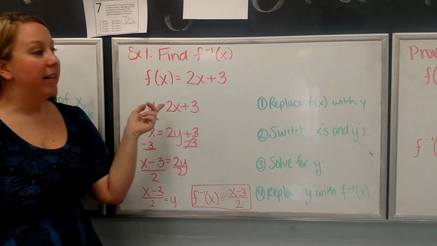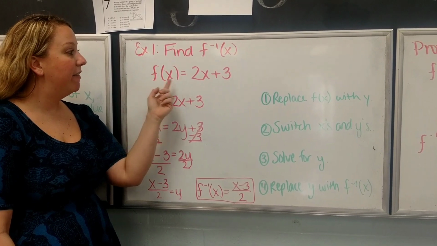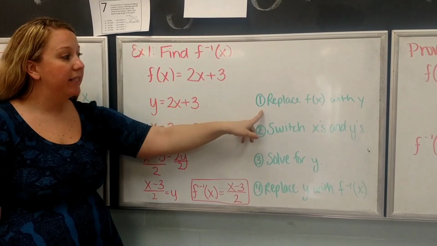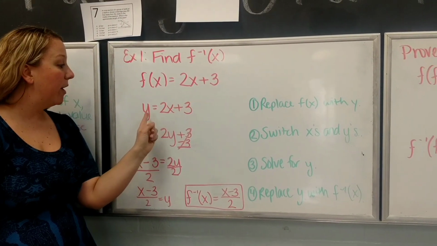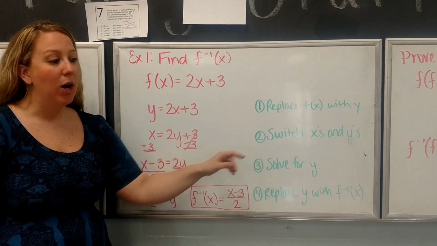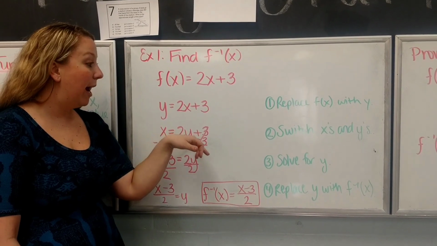So my first example says find f inverse of x. My function f of x is 2x plus 3. The first step you want to do is to replace f of x with y. So instead of writing f of x equals 2x plus 3, I'm going to write y equals 2x plus 3. And then I want to switch my x's and y's. So switching my x's and y's, I have x equals 2y plus 3.